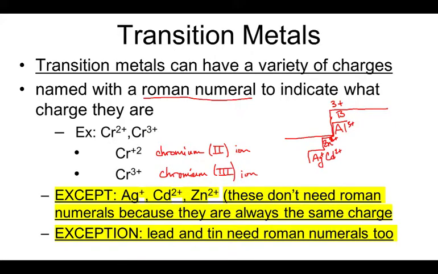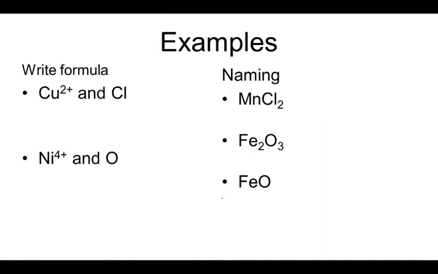Okay, and then also the other exception is lead and tin sit down here in the non-metal section, but they're underneath the yellow staircase of the metalloids. Okay, so they sit under here, and they also need Roman numerals, because lead can be like 3 plus, 2 plus, or 1 plus, and tin can be like 2 plus or 1 plus. So they're kind of funny that they act like transition metals because they're so far down the periodic table.